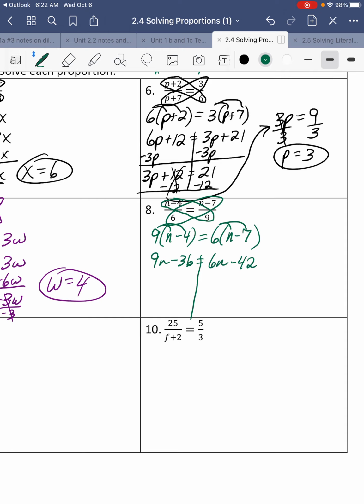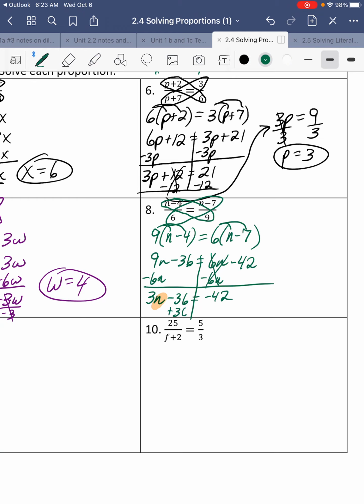Let's get our like terms together. We have 9n and 6n. I'm going to subtract 6n. You could subtract 9n. Nothing wrong with that. If I have 9 n's and I subtract 6 n's, I have 3 n's left. The negative 36 and negative 42 are like terms. Now we only have one variable left in the whole problem. So you always are just going to, at that point, move everything away from it.